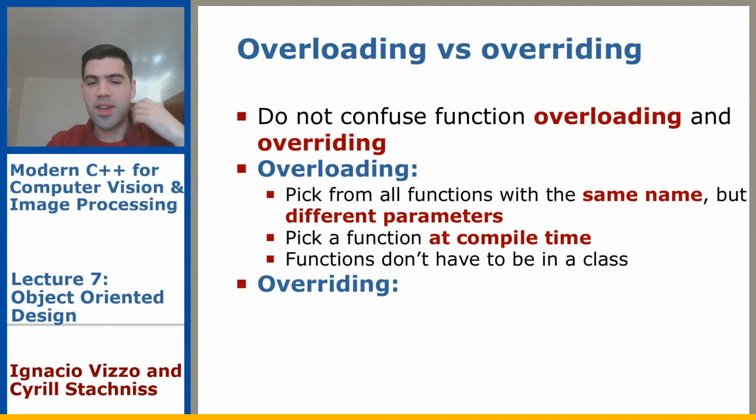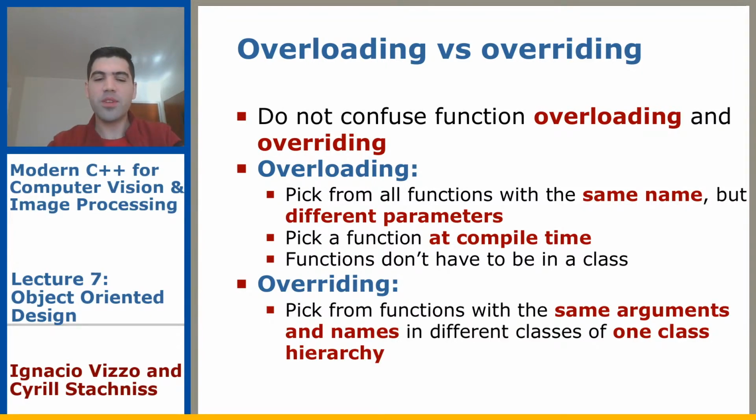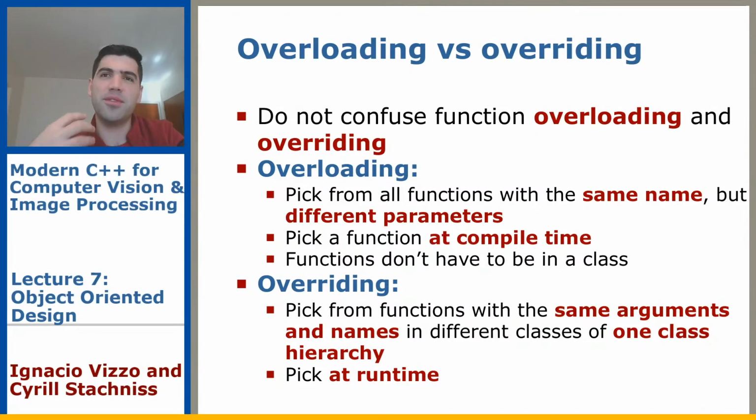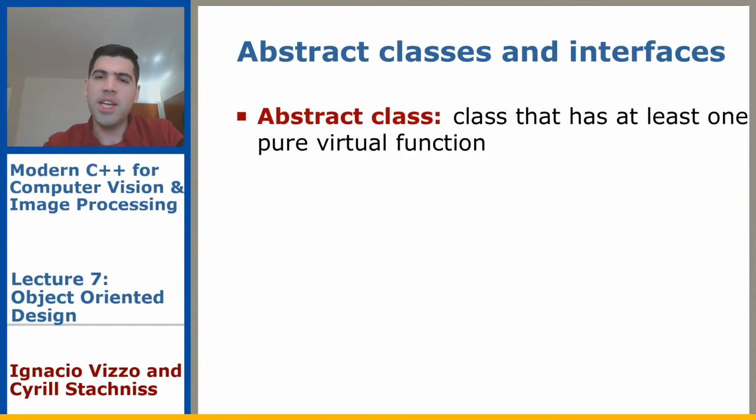So overriding, the word is quite similar, but the meaning is completely different. You would pick from functions with the same arguments and names in different classes of one class hierarchy, right? So if you override the function, depending on which object you are using, you will pick this function, and this is something that will happen at runtime. So it's dynamically resolved.